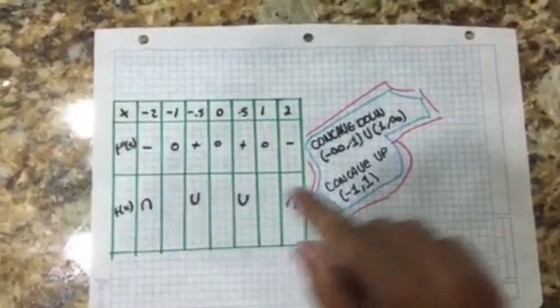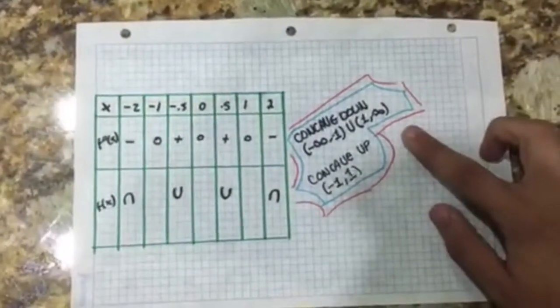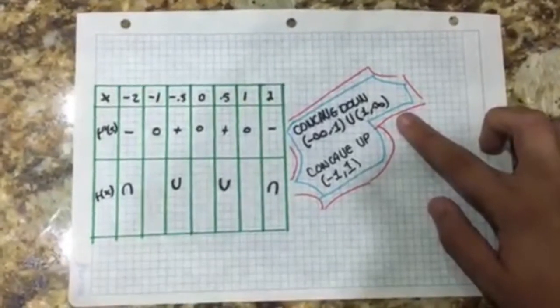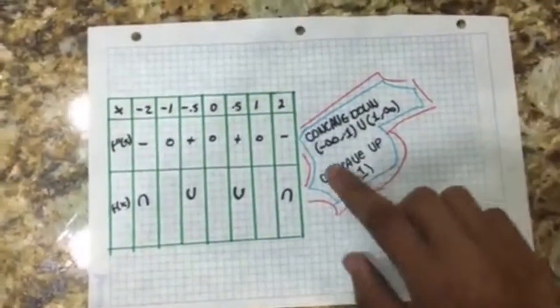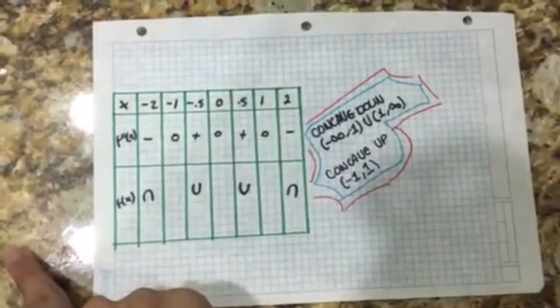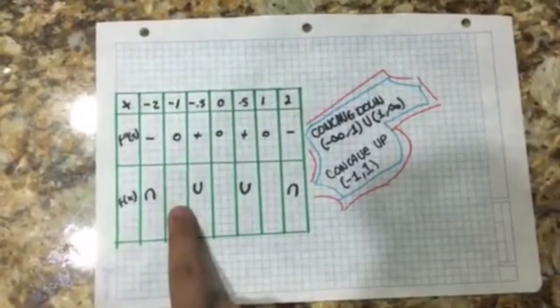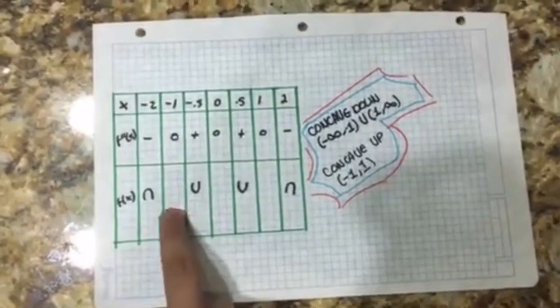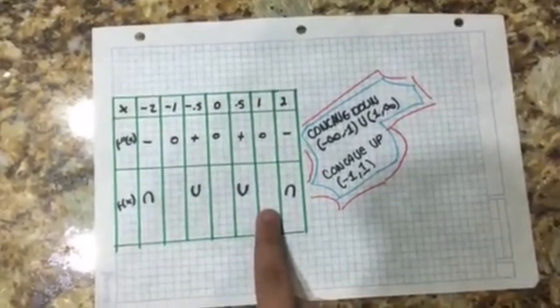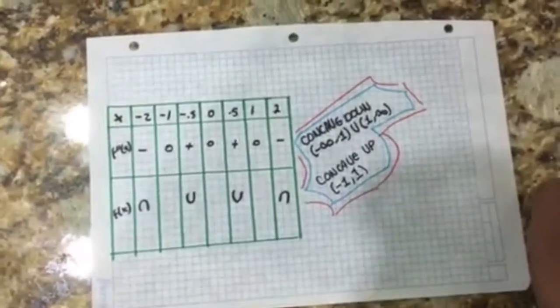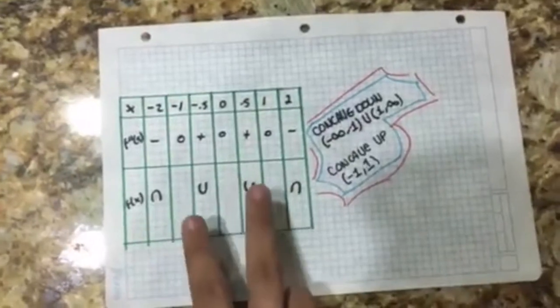Therefore, we have here that the concavity is going down from minus infinity up until minus 1, and then from 1 until infinity. But it's going up from here to here.